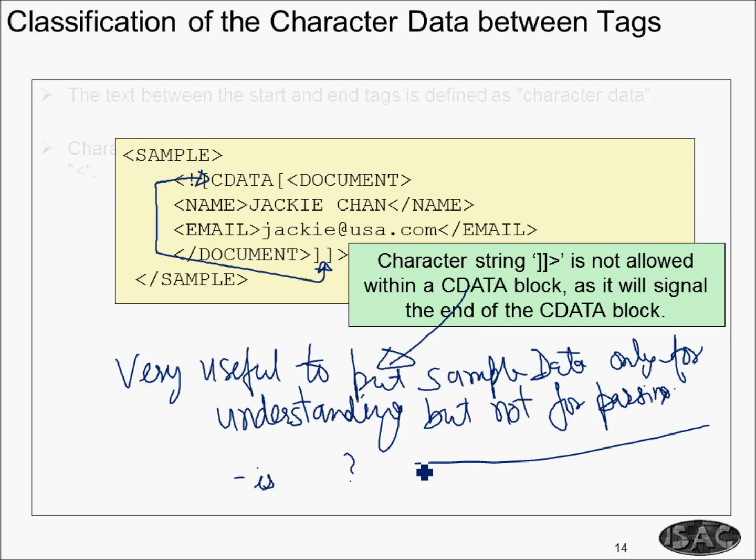And it says that you should not use this character string in between the CDATA block, as it will signal the end of the CDATA block. So that's pretty much what character data between tags can be. One is called PCDATA, which is the regular one, and the other is called CDATA, which is used for sample data and not for parsing.